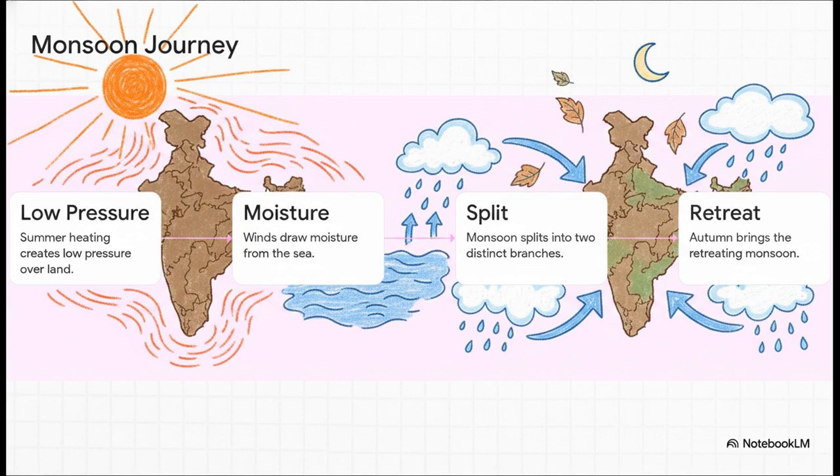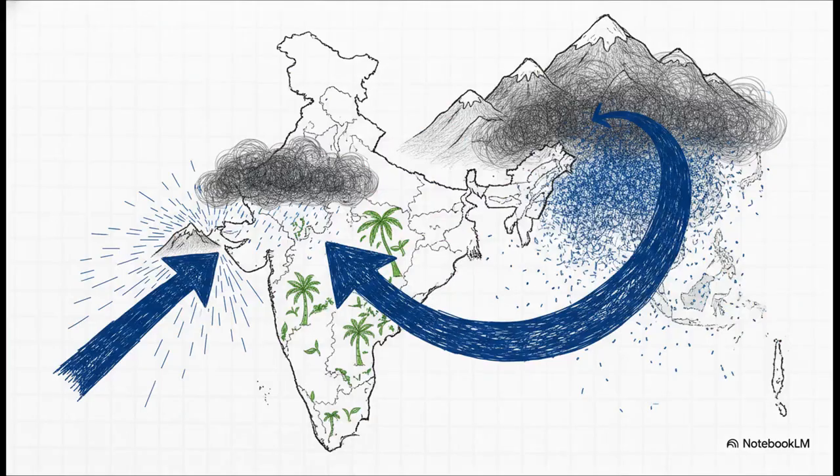from the sea. Step 3, as these moisture-heavy winds hit the southern tip of India, the monsoon actually splits into two distinct branches, the Arabian Sea branch and the Bay of Bengal branch. And finally, step 4, as autumn approaches, the land cools, the pressure reverses, and the monsoon retreats back out to the sea. Let's zoom in on that dramatic split for a second.